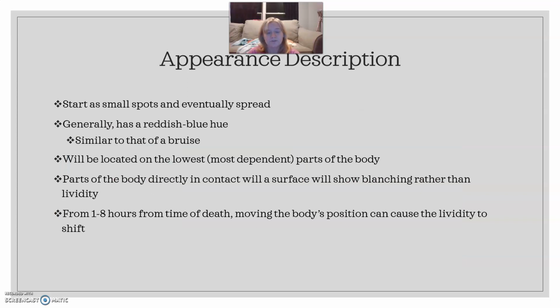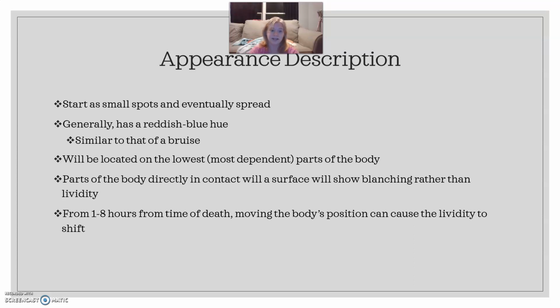And just to add a little more, there's an appearance description. It starts off as small spots that eventually spread, generally has a reddish blue hue to it, kind of like when you bruise your knee and it's like that 1 to 2 days after type look. And it'll be located on the lowest and most dependent parts of the body. The parts of the body directly in contact with the surface will show blanching rather than lividity. Like I said earlier, if a decedent is laying on their back, the parts that are directly in contact with the table or whatever they're laying on will have that white color to them.